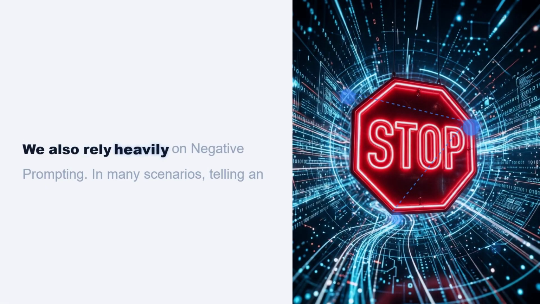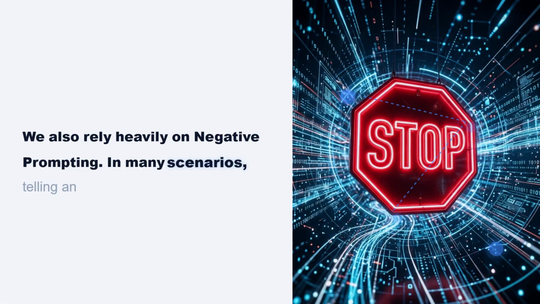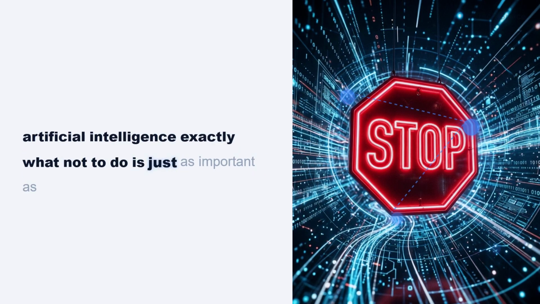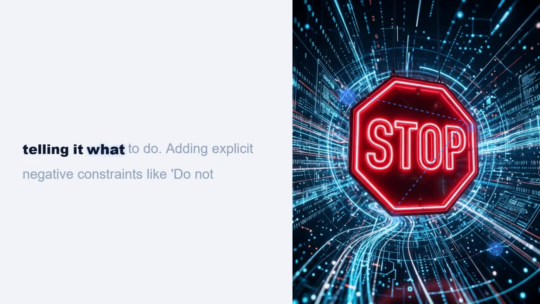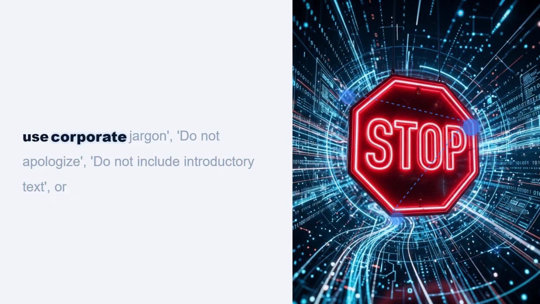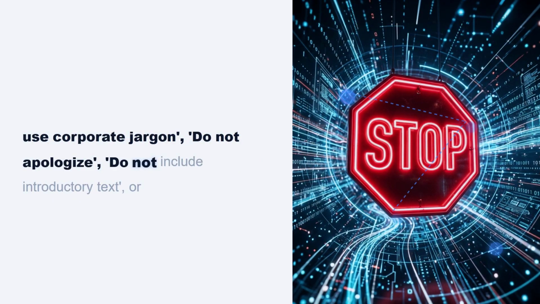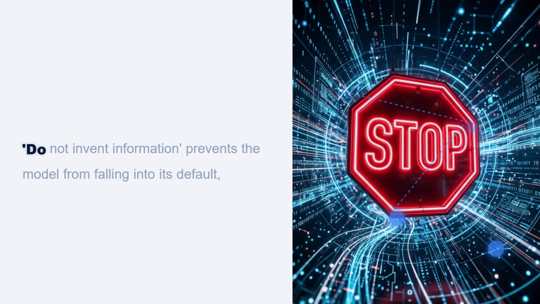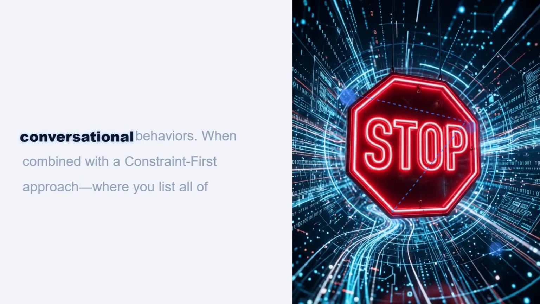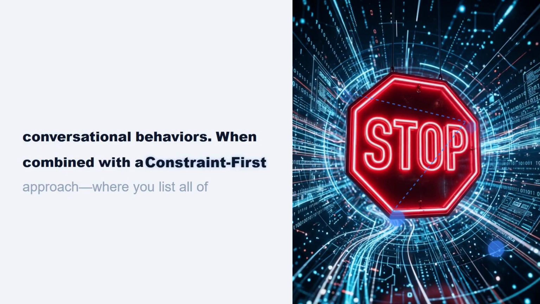We also rely heavily on negative prompting. In many scenarios, telling an artificial intelligence exactly what not to do is just as important as telling it what to do. Adding explicit negative constraints like, do not use corporate jargon, do not apologize, do not include introductory text, or do not invent information prevents the model from falling into its default, conversational behaviors.